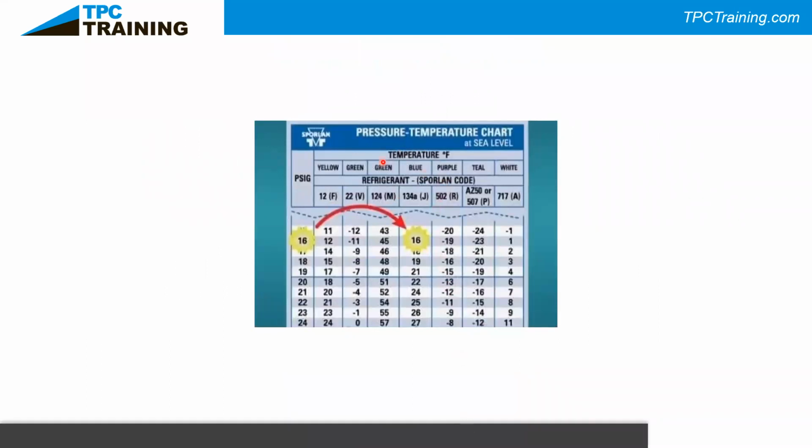The PT chart is one of the best tools you're going to carry with you. If you go to a service store, United Refrigeration, R.E. Michaels, Pierce Phelps, there's a couple in my area, you can get one of these PT charts. What this is showing us is that if we have a pressure of 16 PSIG and we have R134A refrigerant, the refrigerant is evaporating, or changing from a liquid to a vapor, at 16 degrees temperature.